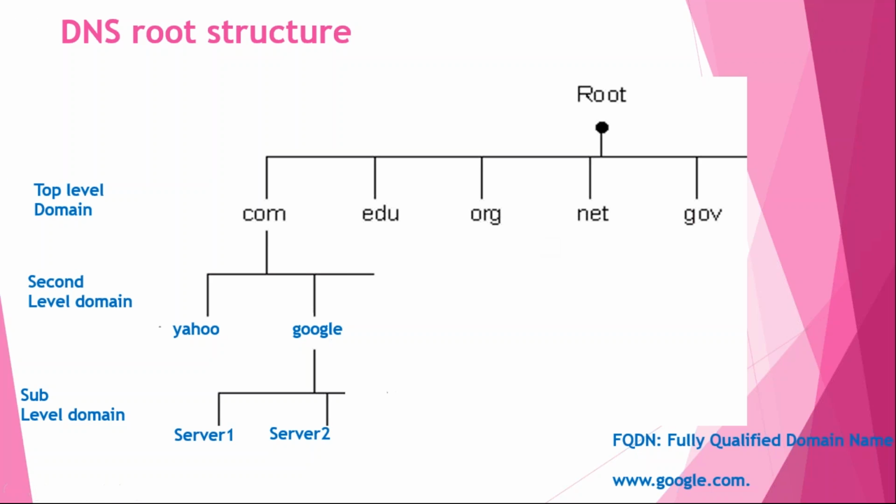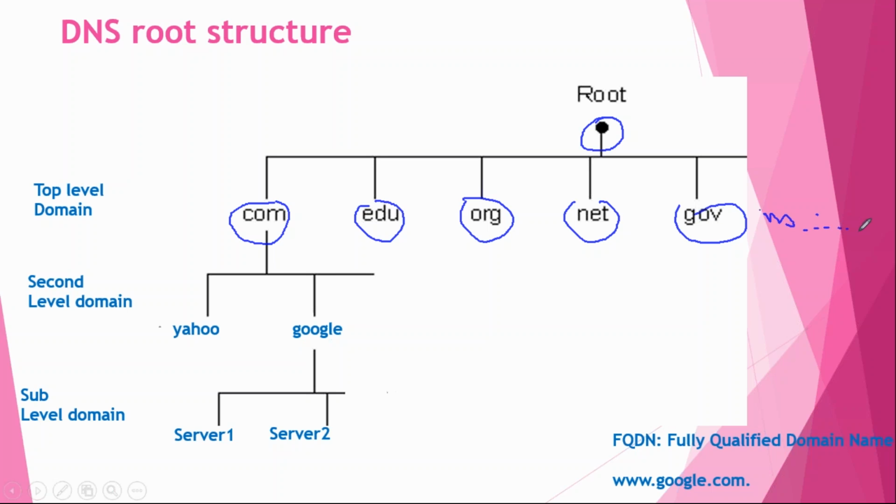Next we'll discuss the DNS root structure, and how the root structure works. The first is the dot. This is the main dot. Then we have commercial. These are TLDs, top level domains: education, organization, network, government, .in, and so on. There are a lot of top level domains.